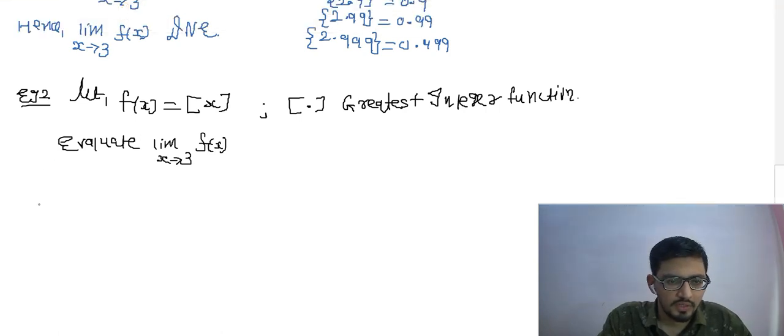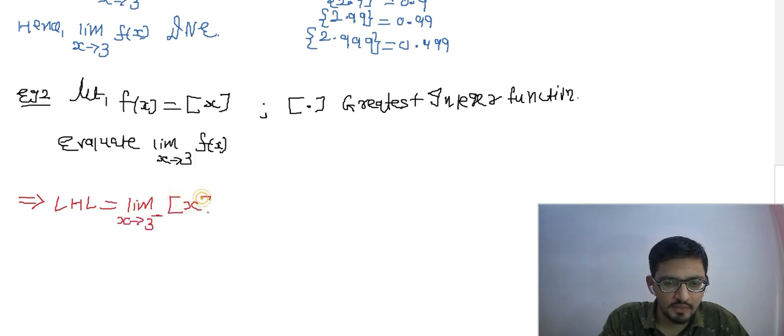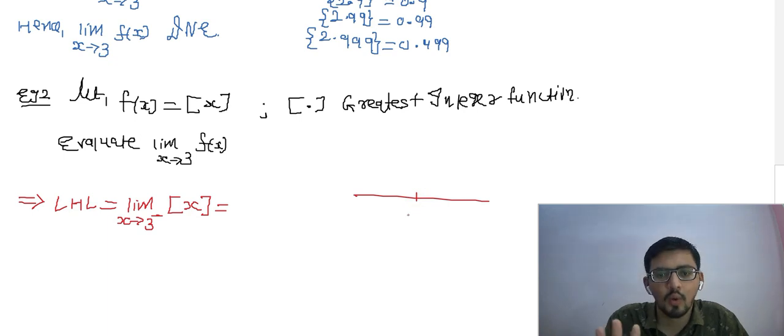So see now here, I am finding LHL first. So left hand limit x tends to 3 minus of f of x. What is f of x? Greatest integer function x. Now you know the role of greatest integer function: it will give you the greatest integer less than or equal to x.